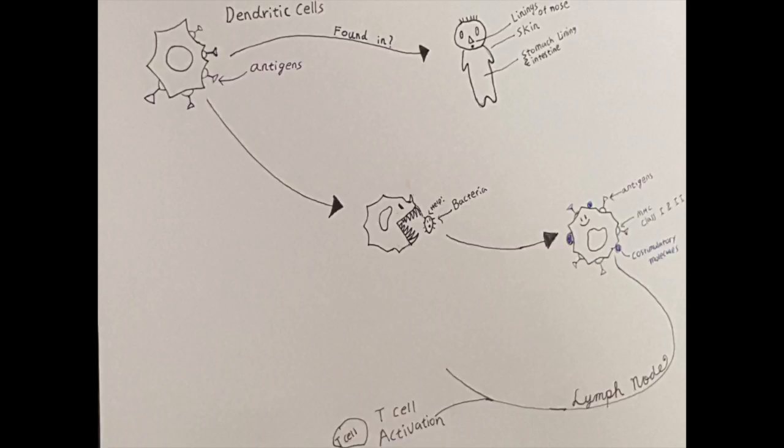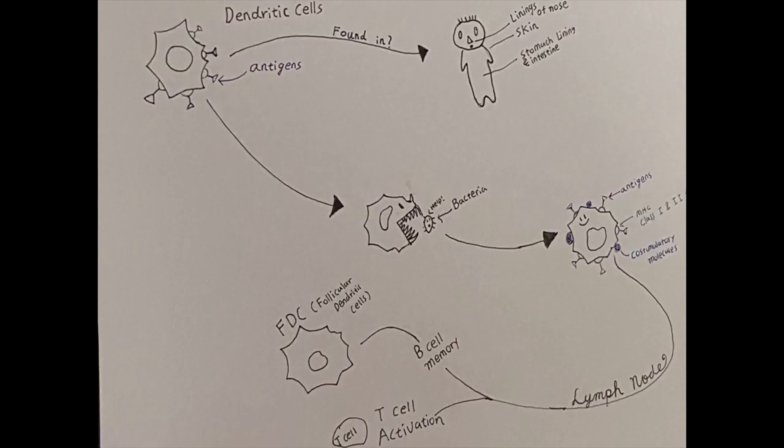A key component of dendritic cells that helps with the activation of T cells are co-stimulatory molecules. Dendritic cells maintain these molecules on their cell surface. These molecules help activate T cells and also act as a guidance for dendritic cells after antigen capture.